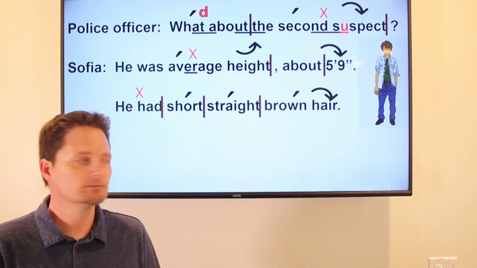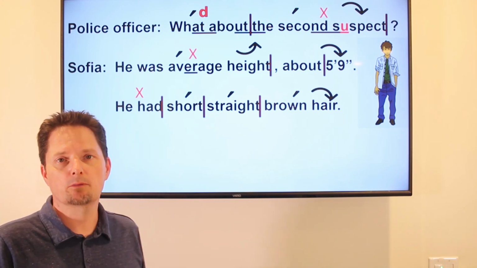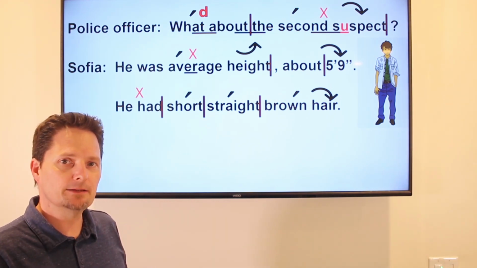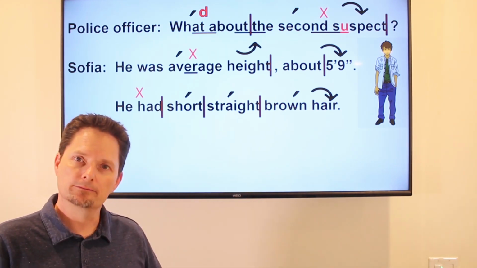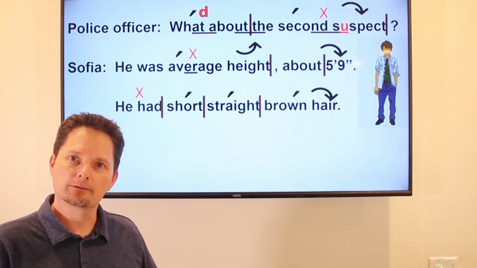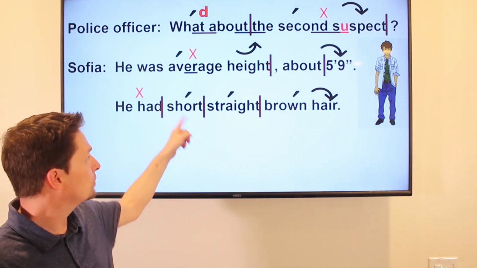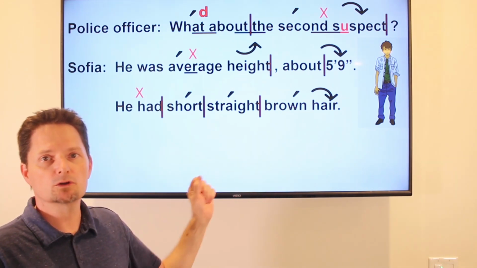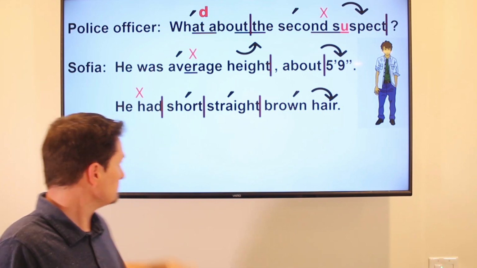And Sophia continues, he had short, straight brown hair. It's a positive statement, the intonation goes down at the end. We stress important words. The adjectives, short, straight, brown. He had short, straight, brown hair.